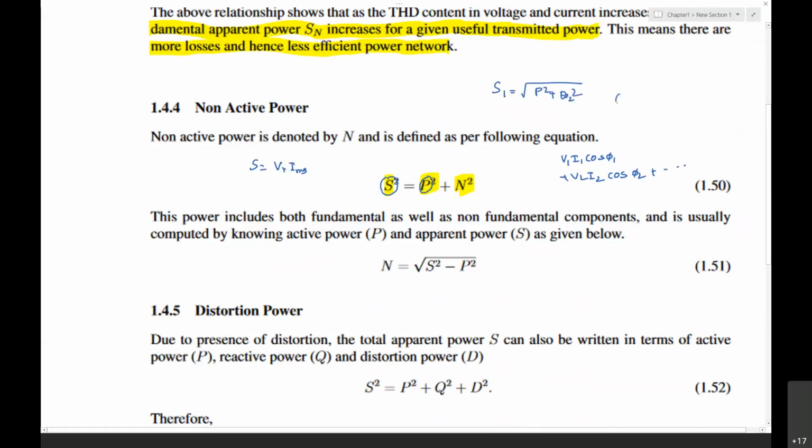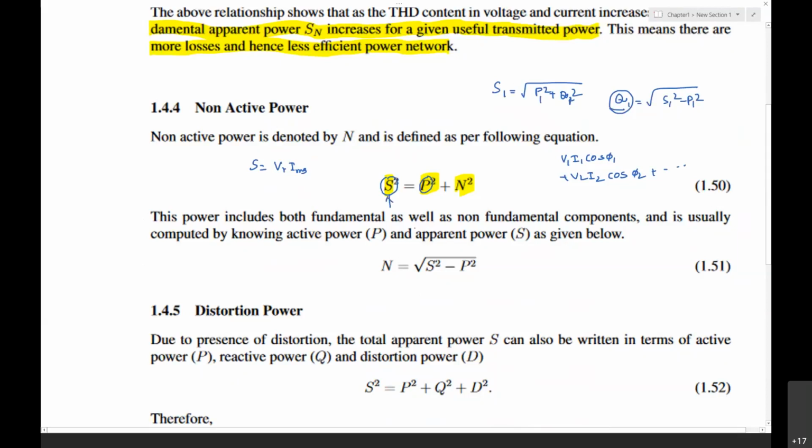We can find it out as Q, this is for the fundamental powers, Q1 as the square root of S1 square minus P1 square. This way we can find it out. When you have the harmonics in voltage and harmonic currents, it is not so easy to find out the reactive power from the apparent power.